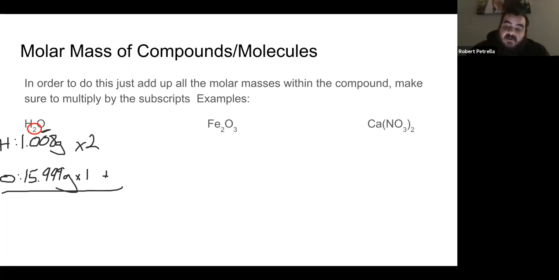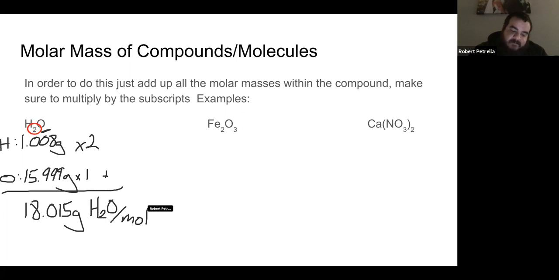So in the end, all we're doing is adding up all the molar masses of the elements that make up the compound. If we plug that into our calculator, 1.008 times 2 plus 15.999, that's going to give us a total of 18.015 grams per mole of H2O. Actually, I'm going to rewrite that as grams per mole of H2O. That's probably a better way to write that.